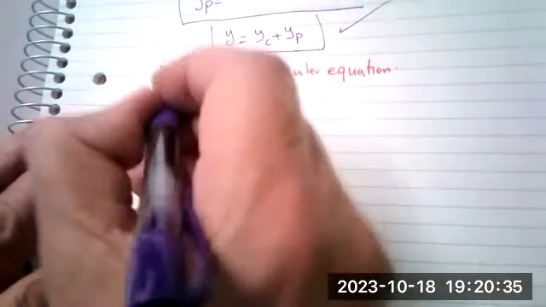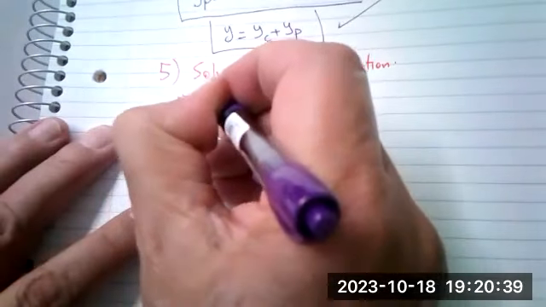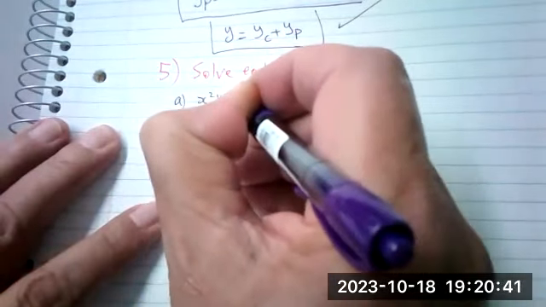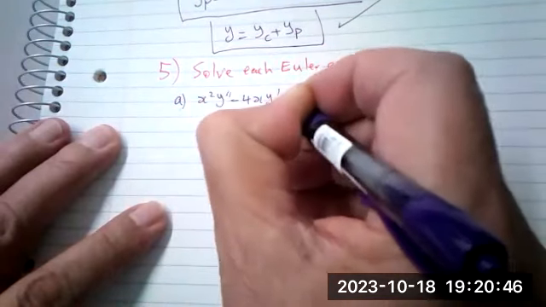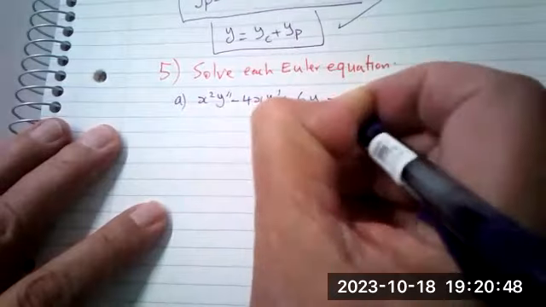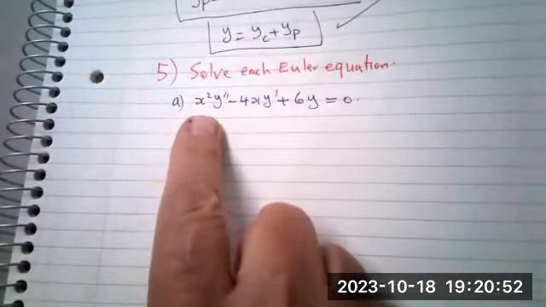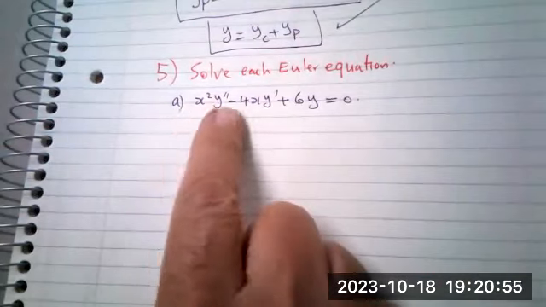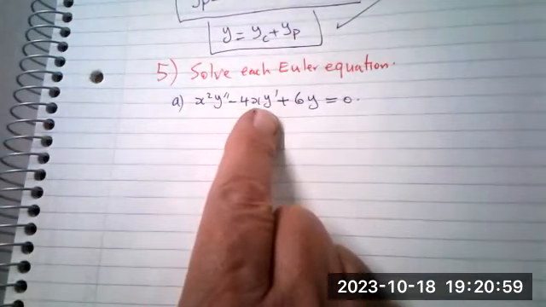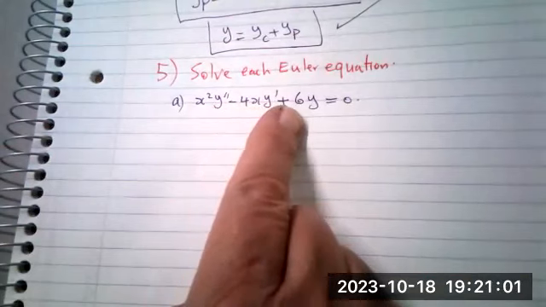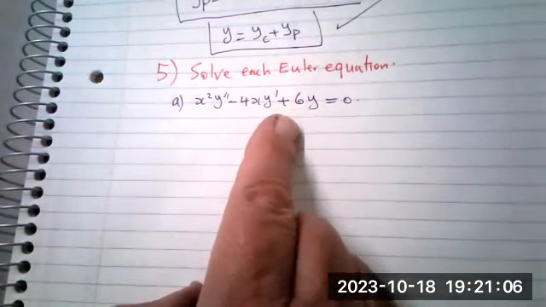Part 1 is homogeneous. So you have x squared y double prime minus 4x y prime plus 6y equal to 0. Remember, Euler starts with x squared: you see x squared y double prime. The powers and the order are the same. The next one is x to the first power with the first derivative, and the last one is x to the 0 power with the 0 derivative.